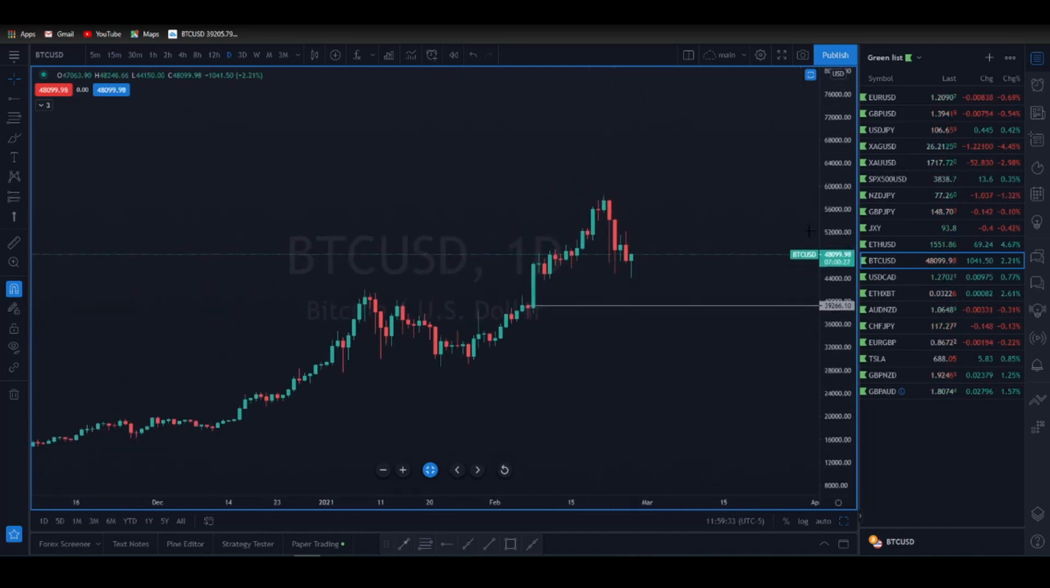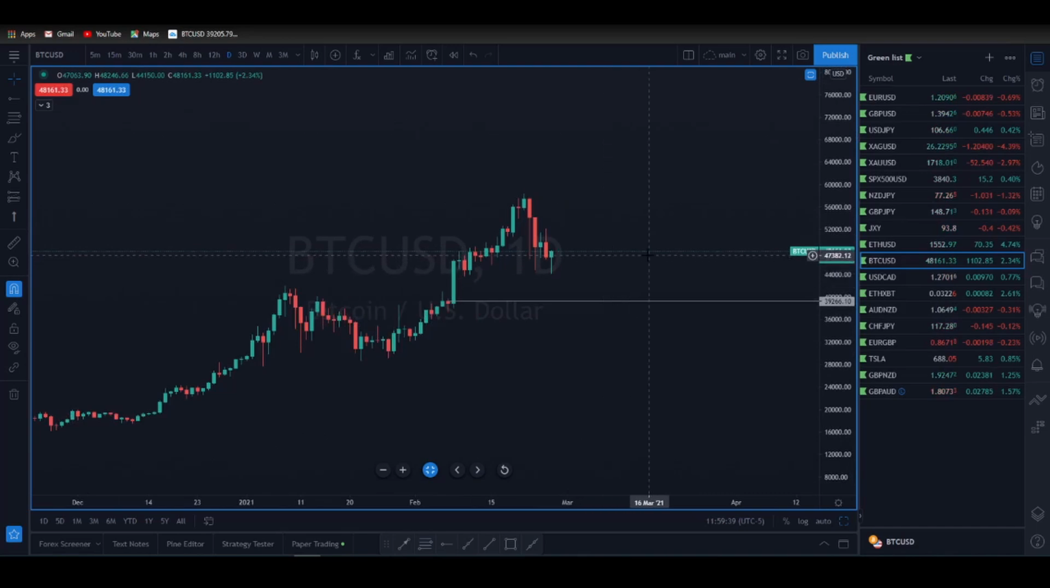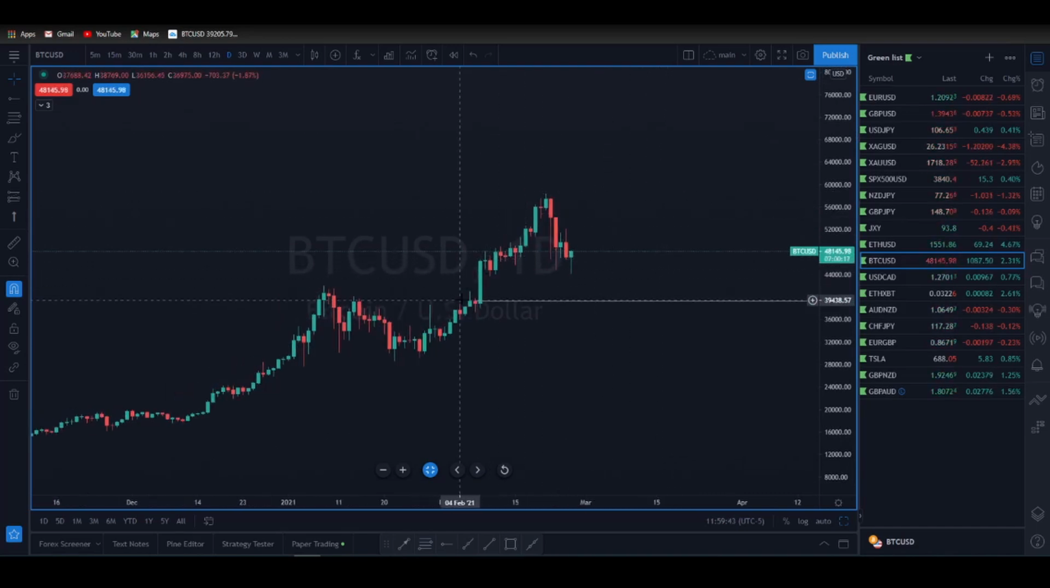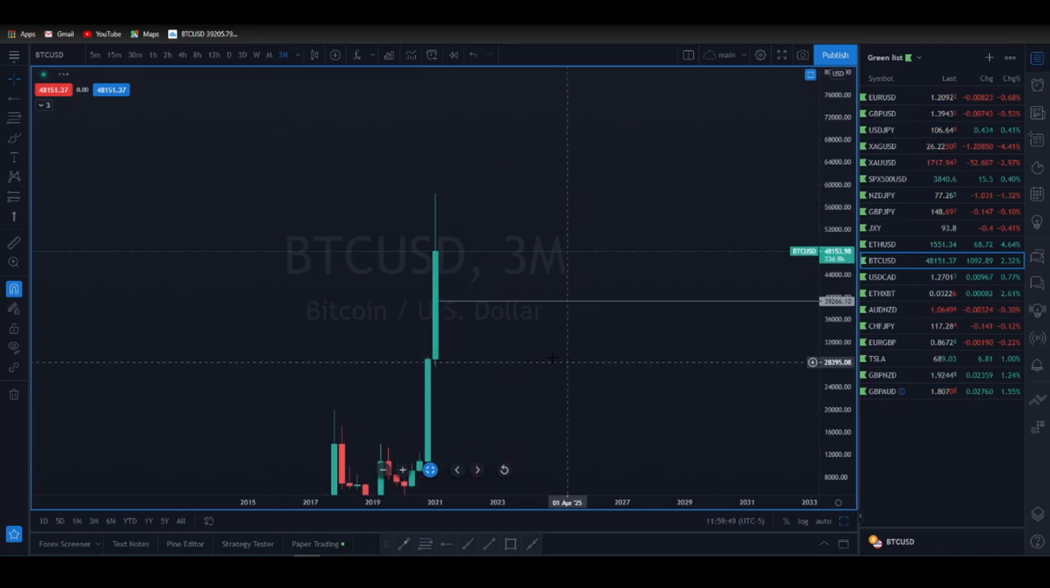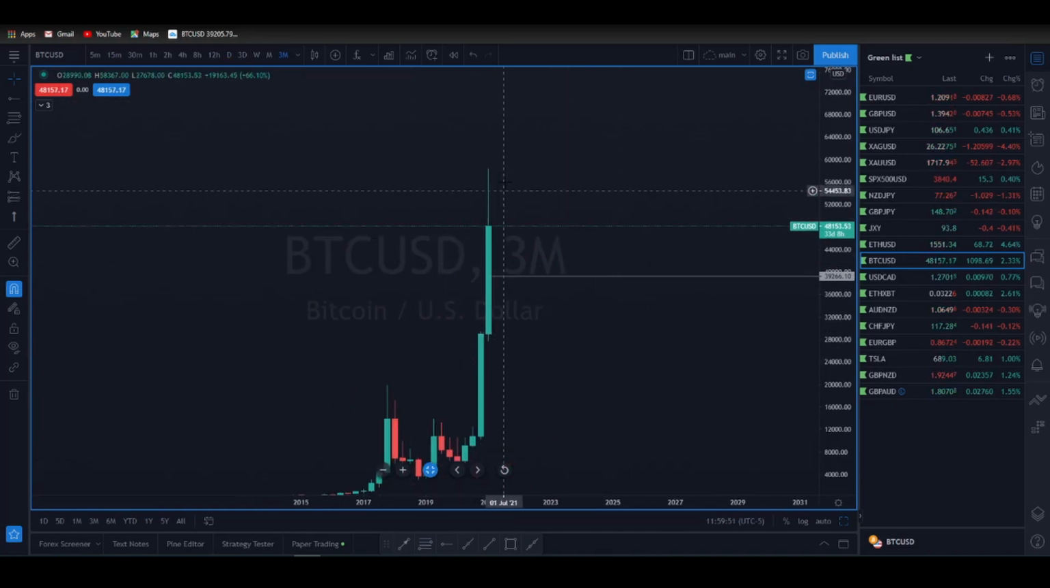So moving forward on Bitcoin, I do believe Bitcoin is fine. It's just going through its normal motions. Maybe not next week, maybe the week after it finds support. These things take time, guys. If I go into a 3-month chart real quick, you can see that we had a nice big quarter range expansion. That is a huge quarterly range expansion.